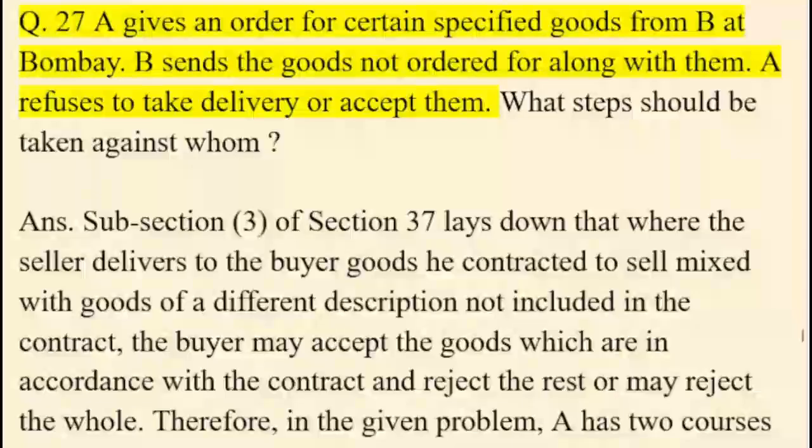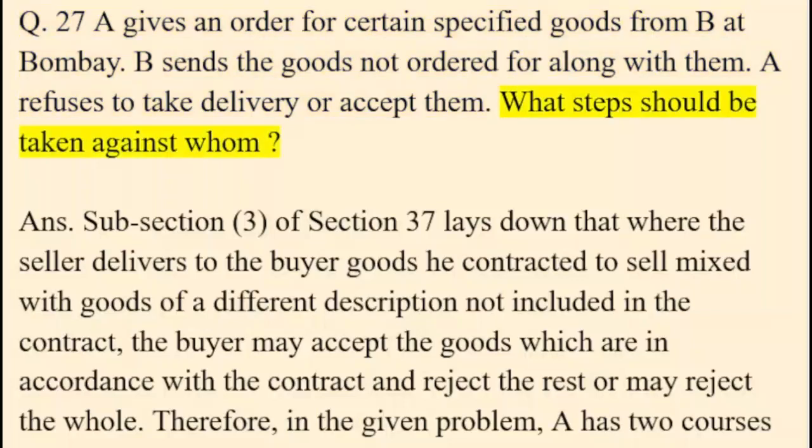Q. 27. A gives an order for certain specified goods to B at Bombay. B sends goods not ordered for along with them. A refuses to take delivery or accept them. What steps should be taken against whom?